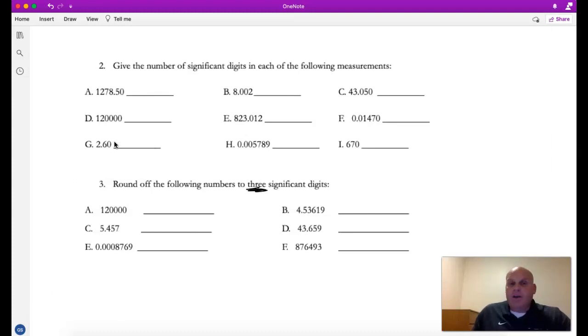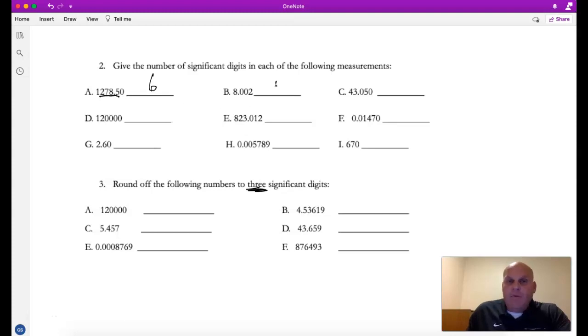Go ahead and pause the video, take a second to look at these and see if you can get them answered. So I'm going to quickly go through here. This first one would have 6 significant figures. All of these are non-zero digits, and that's a 0 at the end of the number and to the right of a decimal, so it's significant.